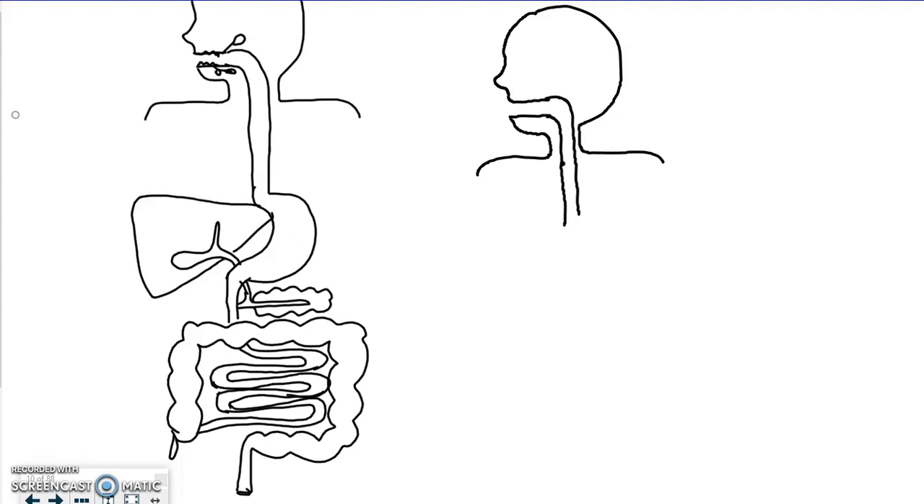Straight down, leaving some empty space. Here's where their heart and lungs would be, but it leads to the stomach. We're going to have a C curve, another C curve, but slightly less. Leading to the start of the small intestine, which is right after the stomach.